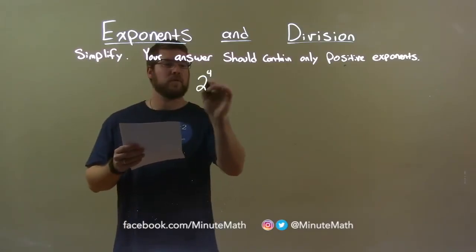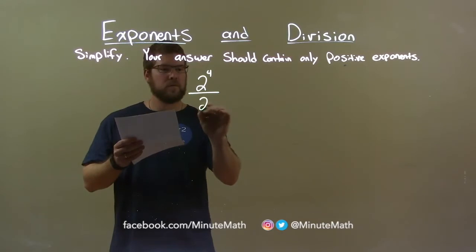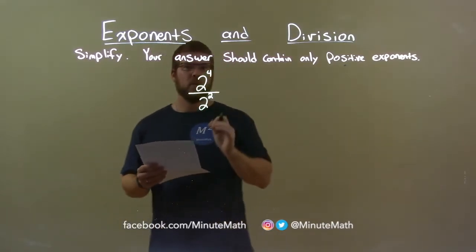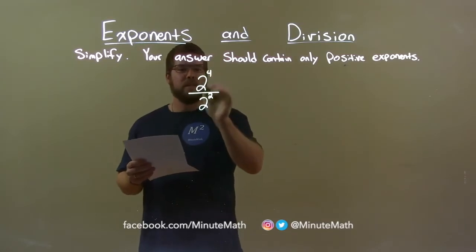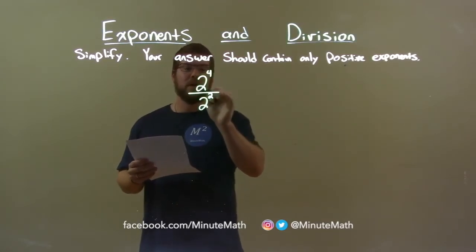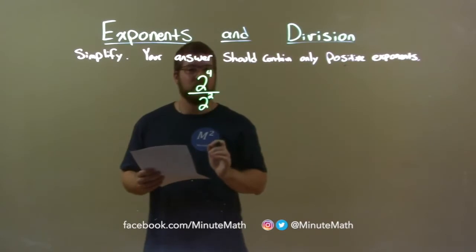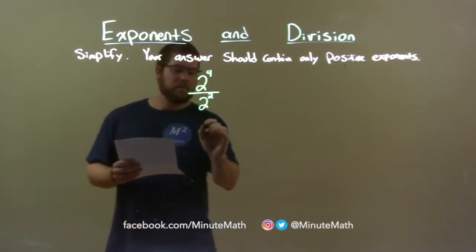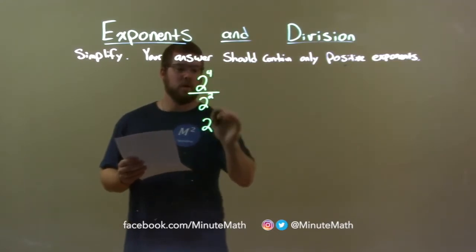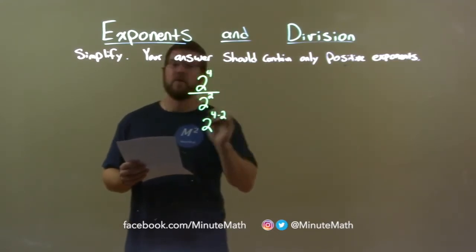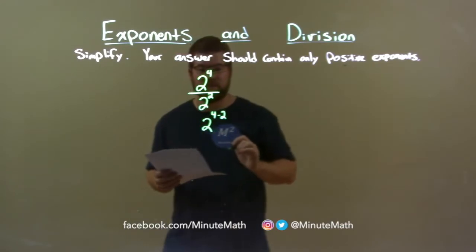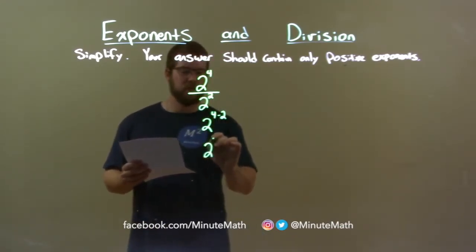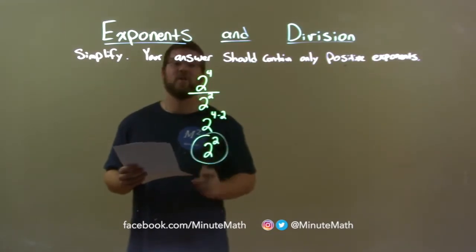2 to the 4th over 2 squared. Okay. Well, first, I have the same base here, okay? So when we have the same base, and we're dividing, we subtract the exponents. So we have the 2 here, and we take the 4, and we subtract the denominator's exponent, 2, from it. So now we have 2 to the 4 minus 2 power, which simplifies to 2 squared, and there we have our final answer.